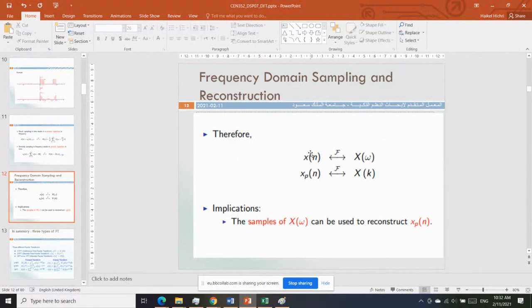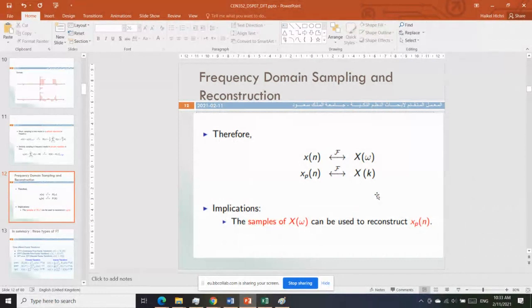Therefore, when you have a discrete signal and you apply the Fourier transform, you get its Fourier transform. If it is sampled, if it is discrete, then you get a periodic signal. Implications: the samples of the frequency content, the samples X_k, can be used to reconstruct the original signal, but it is periodic. Limited, I cannot reconstruct the whole infinite signal from minus infinity to infinity. I can only reconstruct a periodic version that has N samples.